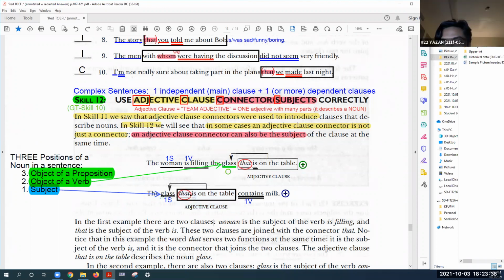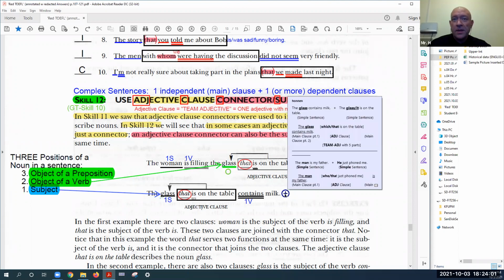That is. Okay. How about what is that? What is it? That's the connector. Just a connector? It's connector and the second subject. Correct. It's two things. And what about is? The second verb. Very good.